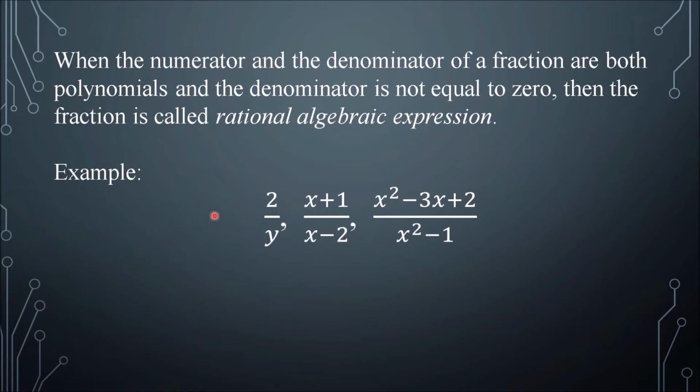Examples: 2 over y. So 2 is a polynomial, y is a polynomial. Therefore, this is a rational algebraic expression. X plus 1 over x minus 2, both are polynomials, as well as x squared minus 3x plus 2 over x squared minus 1. So these are examples of rational algebraic expressions.